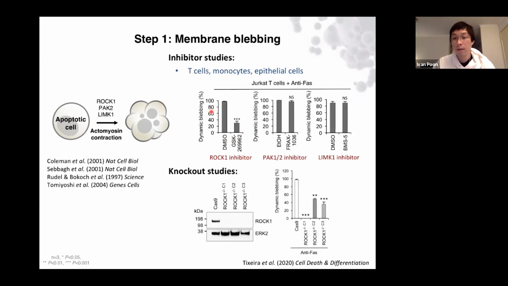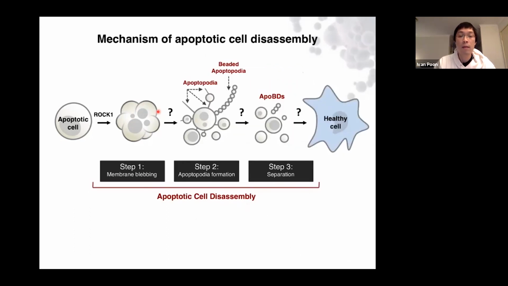We also targeted each of those genes using a knockout approach. It's only again when we knock out ROCK1 that we can prevent the cells from undergoing membrane blebbing and also formation of apoptotic bodies. So from this study, we argue that for certain cell types, ROCK1 is key in driving the formation of membrane blebs and the formation of apoptotic bodies.